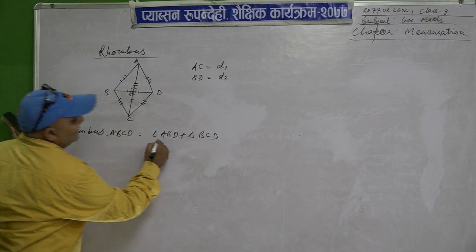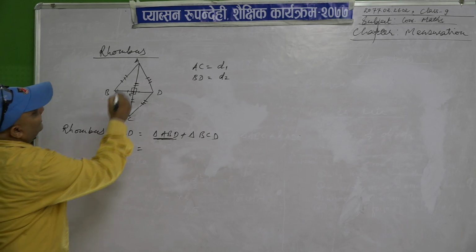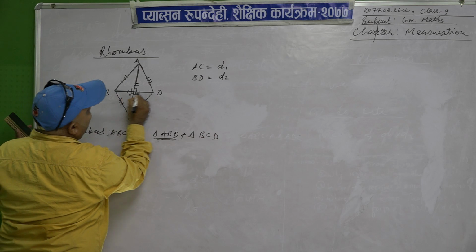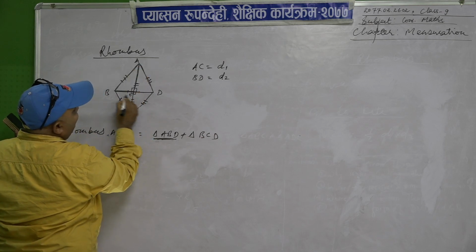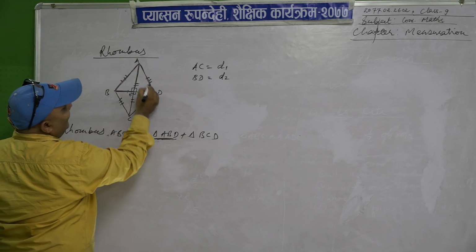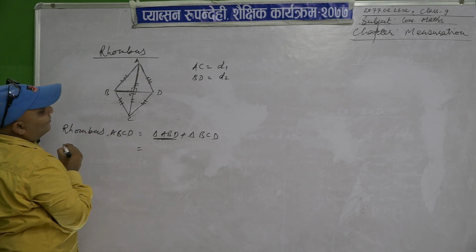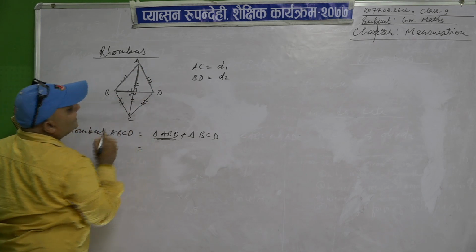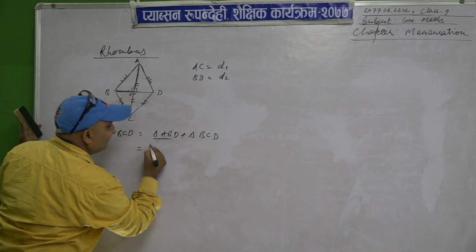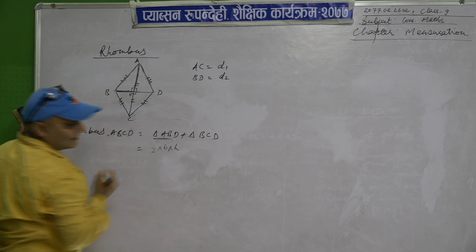See in triangle ABD, this line is perpendicular to this line. AO is perpendicular to BD. So, by the definition of height and base in triangle ABD, AO will be the height and BD will be the base. We know the area of triangle ABD, or any triangle, is 1 by 2 into base into height.